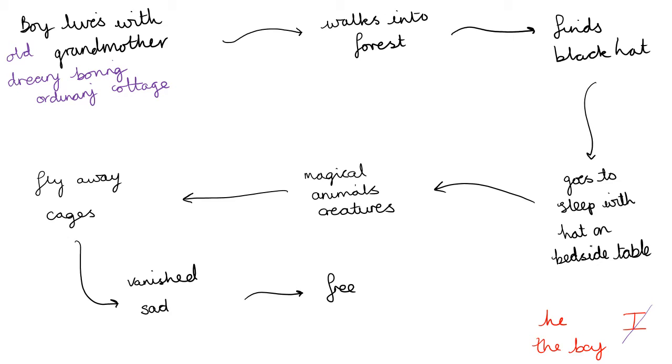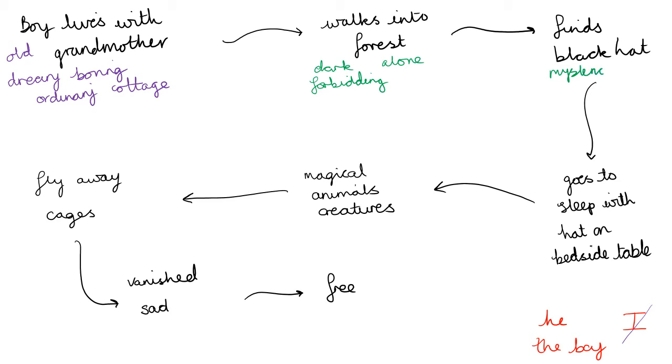Now at this point the forest is also dark. You could say it's forbidding because it's a bit scary. It's just a bit boring really. There's no life, there's no colour. He feels really quite alone. There's nothing interesting in it. He then finds a mysterious black hat.